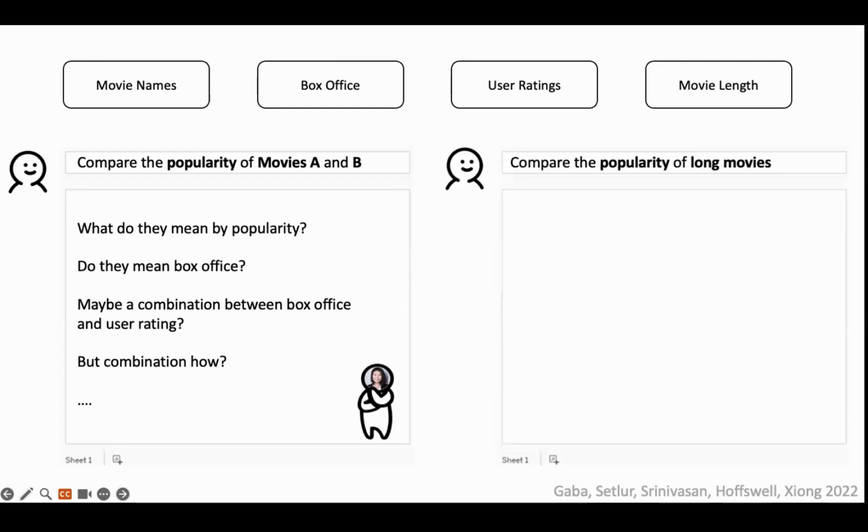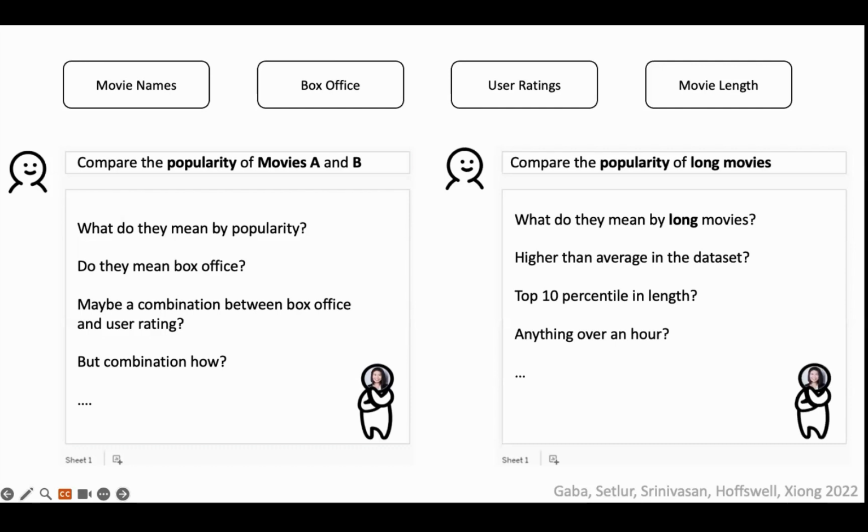And even if they ask you things like compare the popularity of long movies, you have a variable that is about movie length. So technically you could compute the long movies, but you still don't know what might be considered long movies in this scenario, right? Long movies could mean longer than average or top 10 percentile or anything longer than an hour, because we don't have patience for movies these days anymore. Right? So this example is really showing us that users can bring a lot of vagueness in their linguistic description, and that needs to be accounted for when you build a program like this.